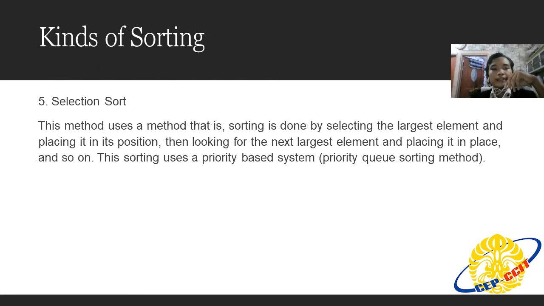Number 5, selection sort. This method sorts by selecting the next element and placing it in its position, then looking for the next element and placing it in place, and so on. This sorting uses a priority-based system, a priority quick sorting method.